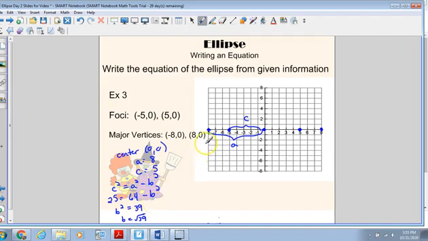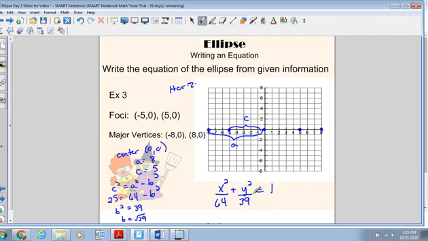But since we have a horizontal ellipse right here, then our bigger number is going to go underneath our x. Our center is in fact 0, 0. So x squared over what plus y squared over what equals 1. Distance from our center to our endpoint of our major axis is 8. A is 8. A squared is 64. And we concluded over here that our B squared is 39. So we can write the equation when we know different pieces.